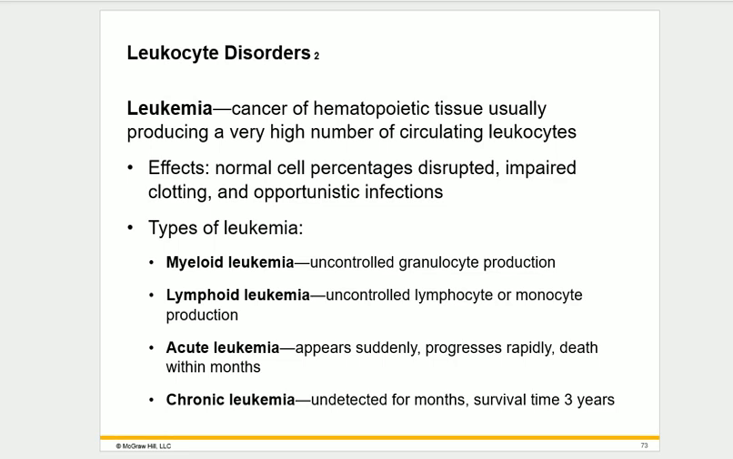So, leukemia is a cancer of hematopoietic tissues that usually produces an extraordinarily high number of circulating leukocytes and their precursors. Leukemia is classified as myeloid or lymphoid, acute or chronic. Myeloid leukemia is marked by uncontrolled granulocyte production, whereas lymphoid leukemia involves uncontrolled lymphocyte or monocyte production. Acute leukemia appears suddenly, progresses rapidly, and causes death within a few months if not treated. And then chronic leukemia develops more slowly, and it can go undetected for up to years.